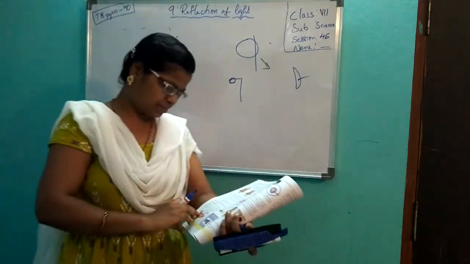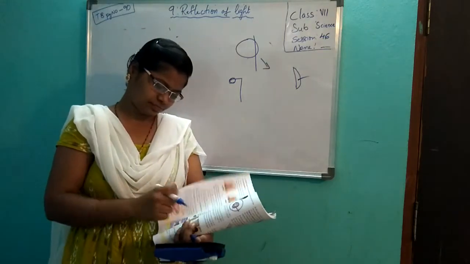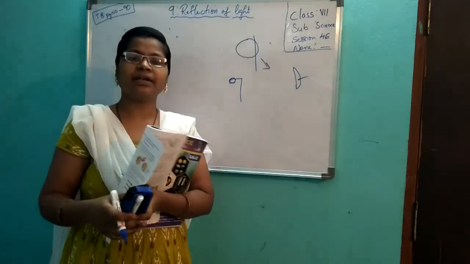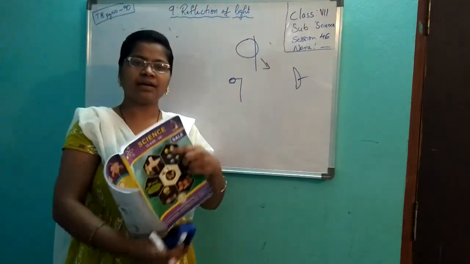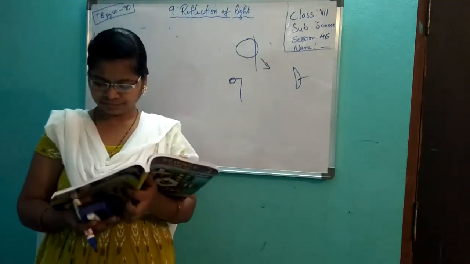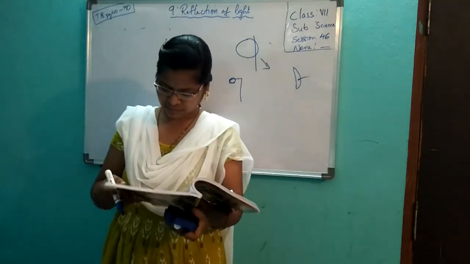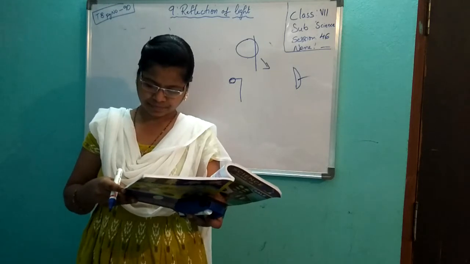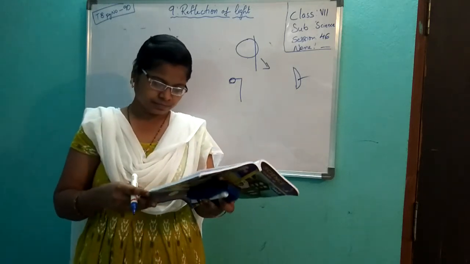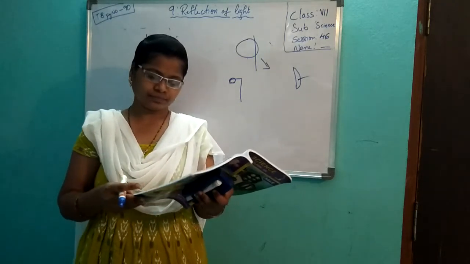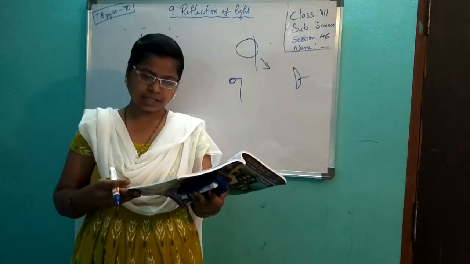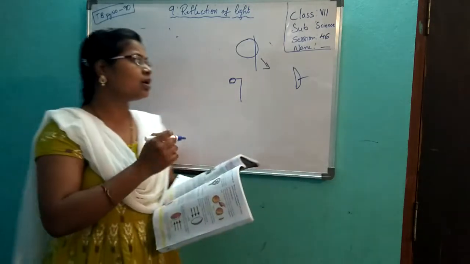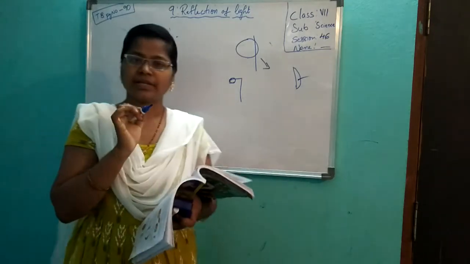Everybody take page number 91. Take page number 91. Now, take page number 91. I told you about concave and convex mirrors.